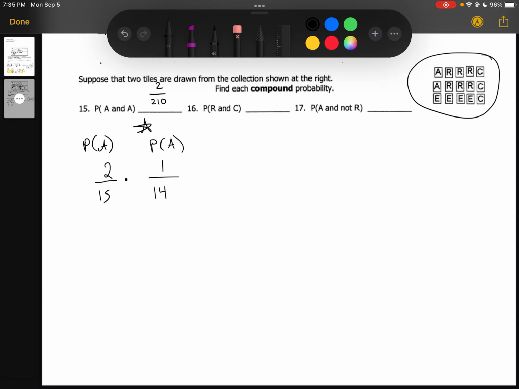Totally up to you. The second one, I'm going to ask you to solve this one as well, because there's another small feature here that we need to take a look at. So let's solve number 16 now.